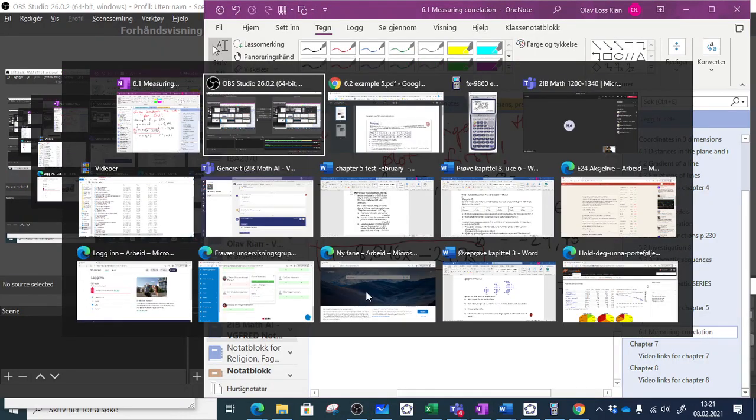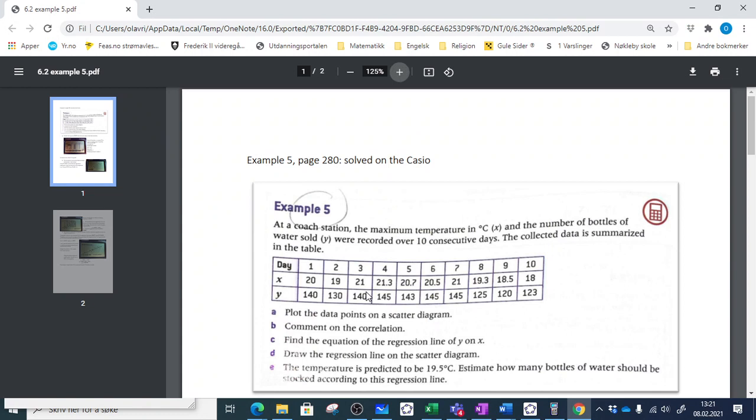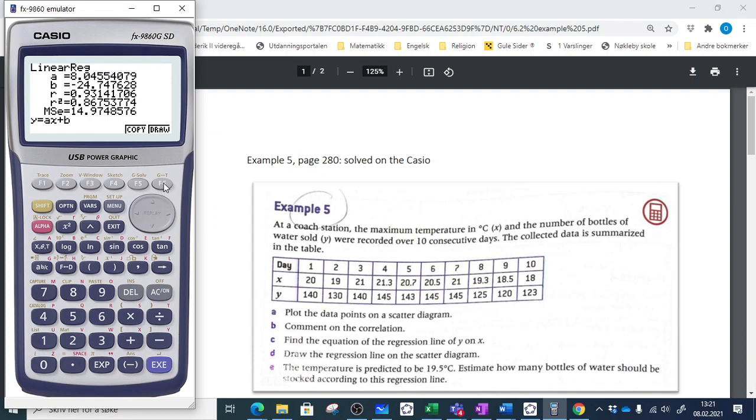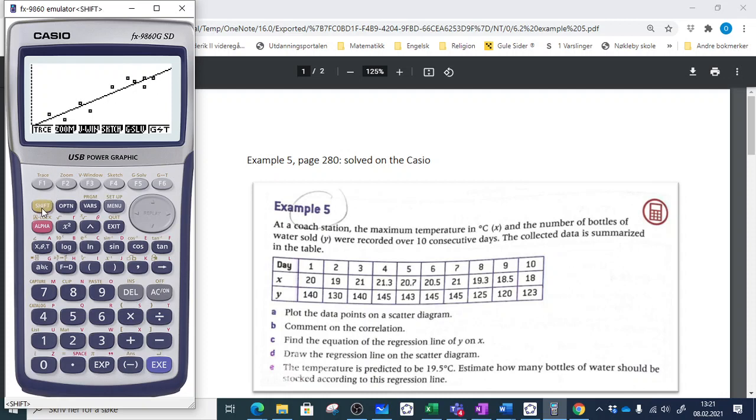Right, so look at the final question here. The temperature is predicted to be 19.5 degrees. Estimate how many bottles of water should be stocked according to this regression line. So if we have our regression line drawn like this in a scatter plot, we can press Shift and G-Solve to do a Y calculation. And we want to do a Y calculation because we want the number of bottles that we can expect to be sold. So that's how many bottles of water should be stocked.